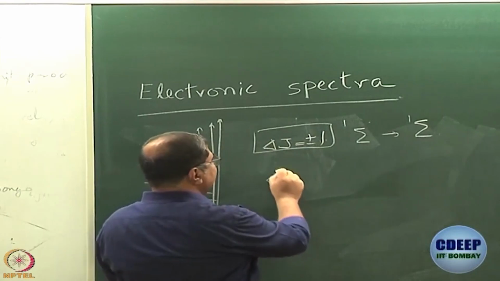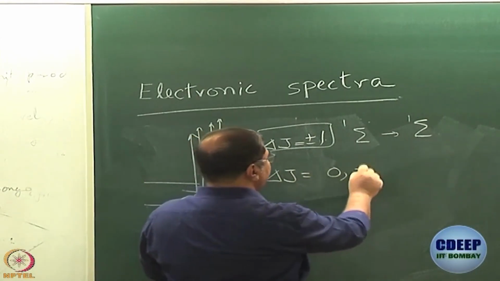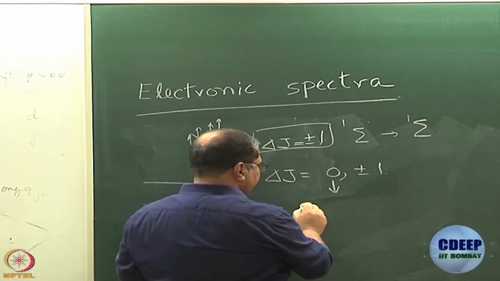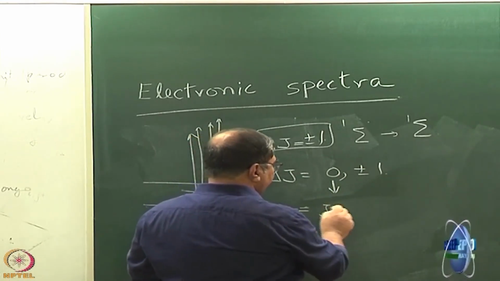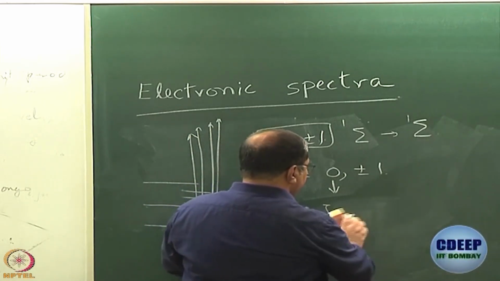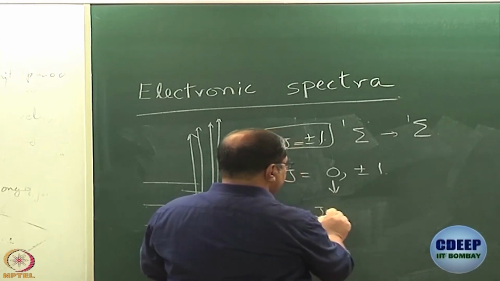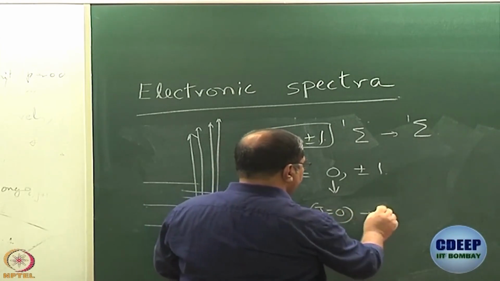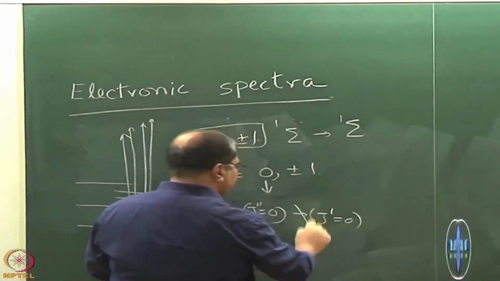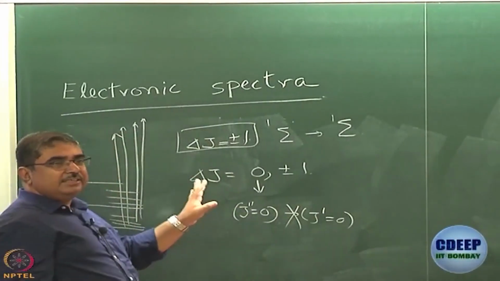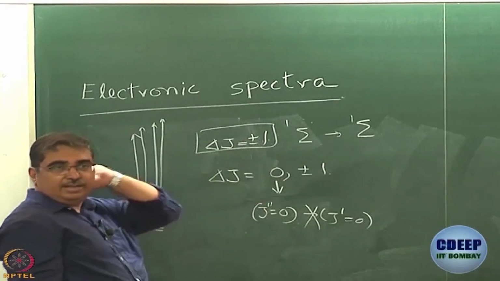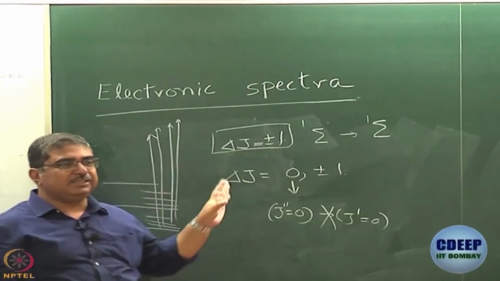For all other transitions, I think it is delta J equal to 0 and plus minus 1, provided this delta J equal to 0 transition does not take place for J equal to 0 to J equal to 0. We will write it like this, J double dash equal to 0 to J dash equal to 0. This is forbidden. For all other J values, delta J equal to 0 and plus minus 1 for all electronic transitions other than singlet sigma to singlet sigma.